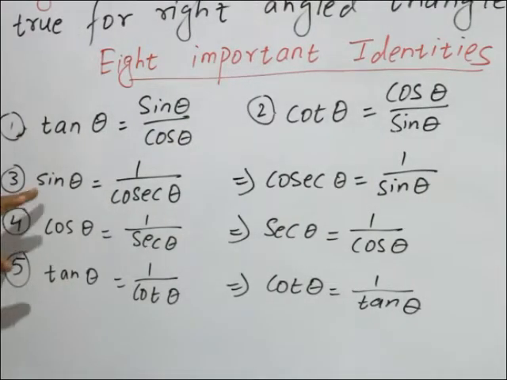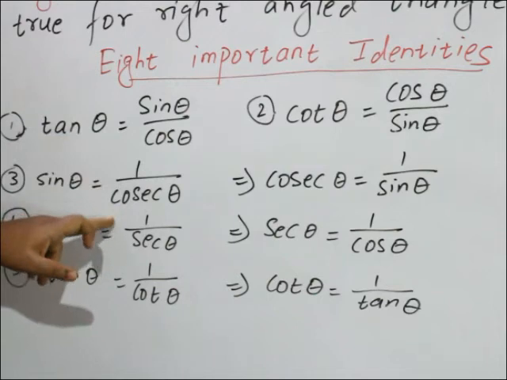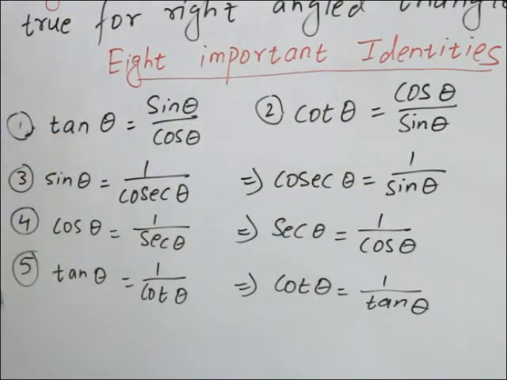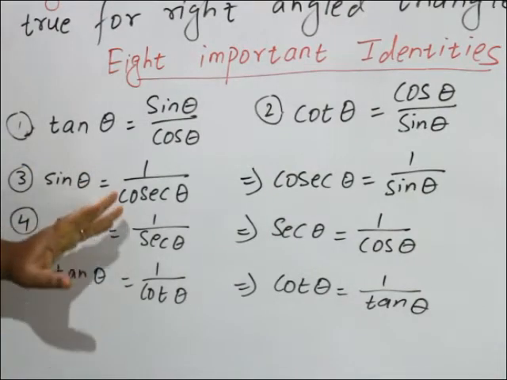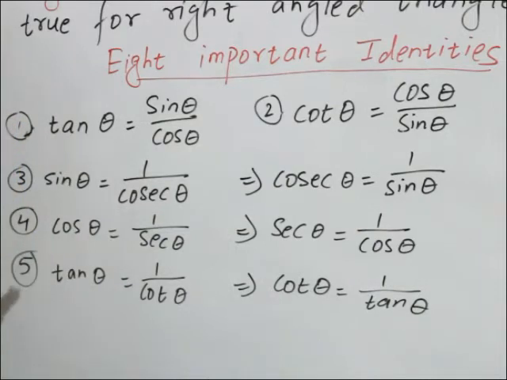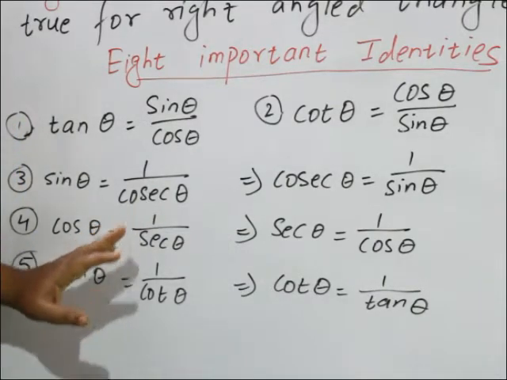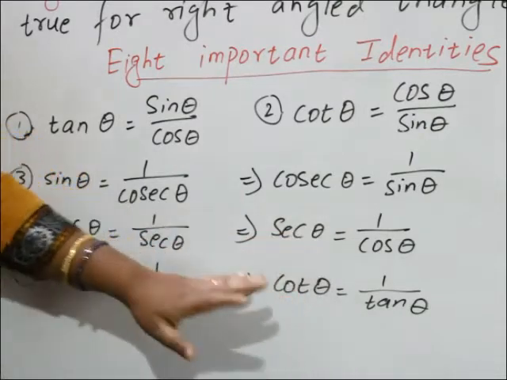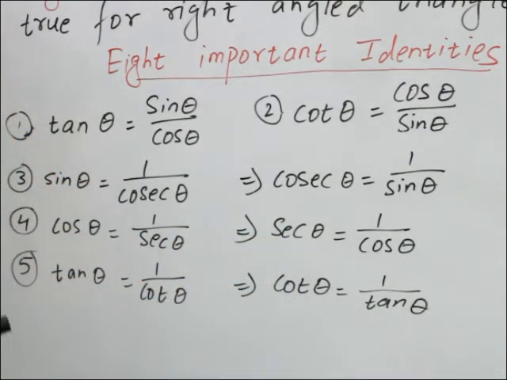Next, sin theta is equal to 1 by cosec theta. Cosec theta is equal to 1 by sin theta. Cos theta is equal to 1 by sec theta. Sec theta is equal to 1 by cos theta. Tan theta is equal to 1 by cot theta. Cot theta is equal to 1 by tan theta. These are the first 5 trigonometric identities.